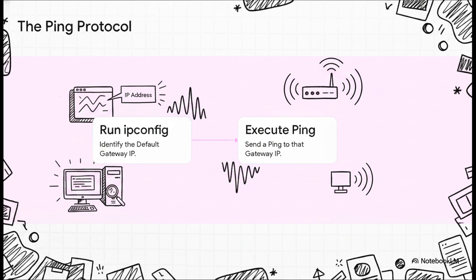Step 1. Open your computer's command prompt or terminal and run the ipconfig or ifconfig command to find your default gateway IP. Boom! This reveals the exact digital address of your router's exit door. Step 2. Execute a ping command to that specific address. A ping is essentially a tiny digital sonar echo using the ICMP protocol. Basically, your computer yells hello to the router and then just waits to see if the router yells hello back. It is a direct, undeniable test of that local pathway.